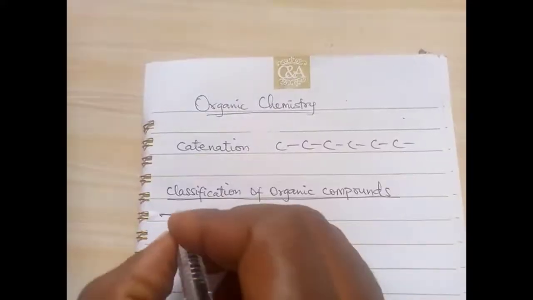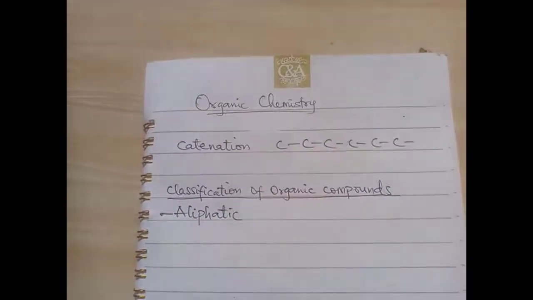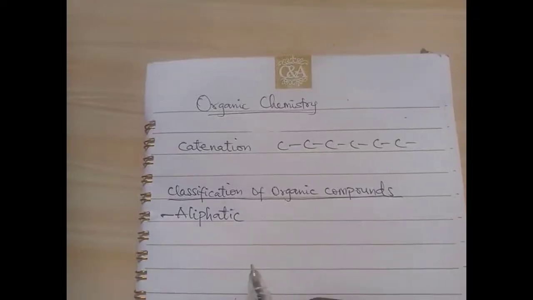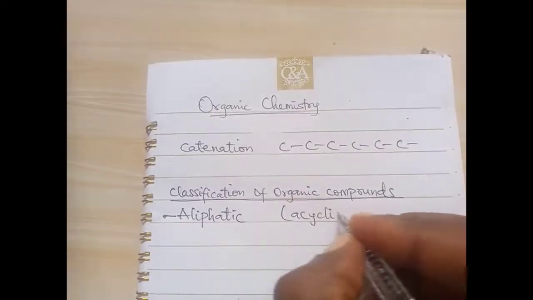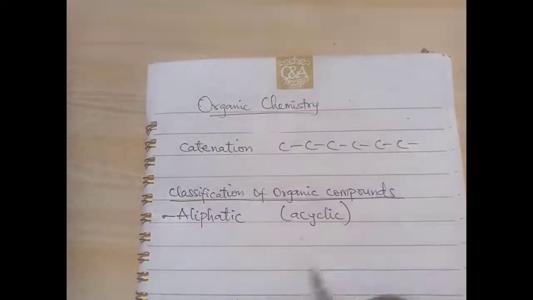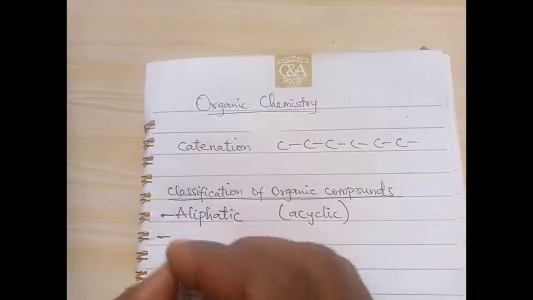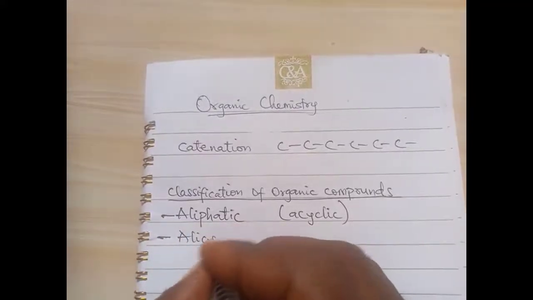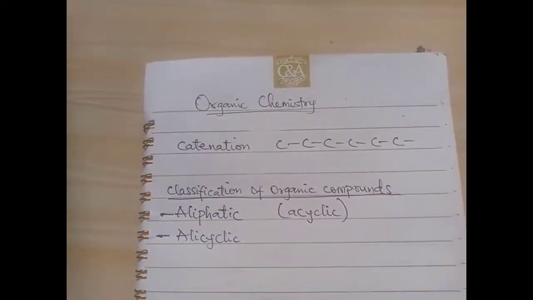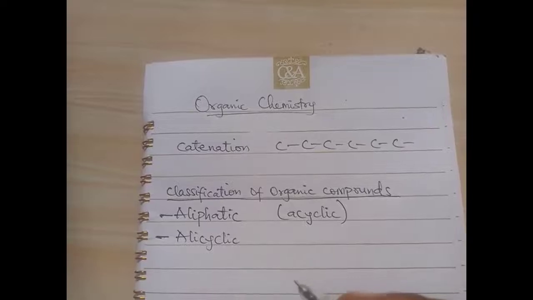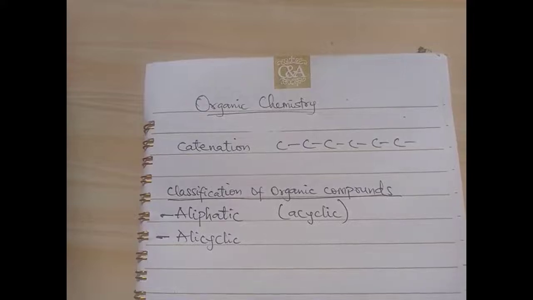So the first class we have is what we call aliphatic compounds. Now when you see this, they are just open chain, or what we call acyclic. A means absence of cycle, so it is open chain compounds. The second one we have is alicyclic. Alicyclic compounds are actually closed chains. They are carbocyclic or ring compounds.